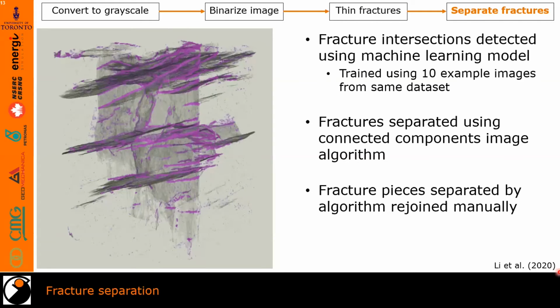And to do this, the intersections were subtracted from the original image, and then the fractures were separated using a connected components algorithm. And since several fractures intersected others, some fractures were expected to become fragmented with this method. So after reviewing the separated fractures, the fragments that appeared to be related were rejoined manually. So after separation, the fractures looked like this.